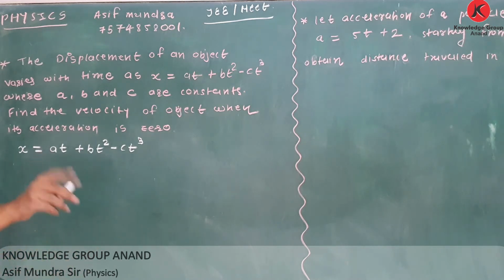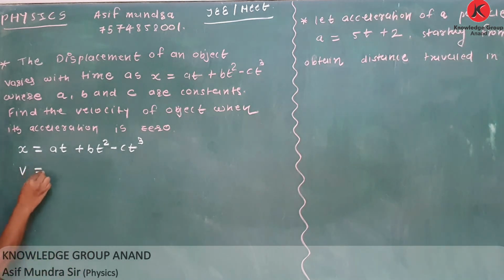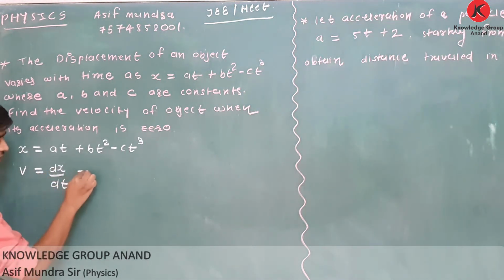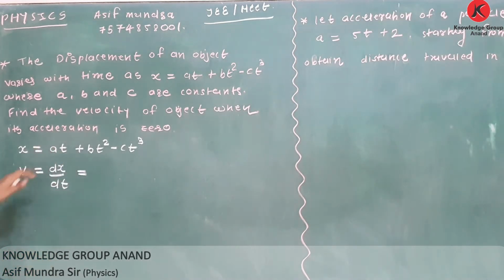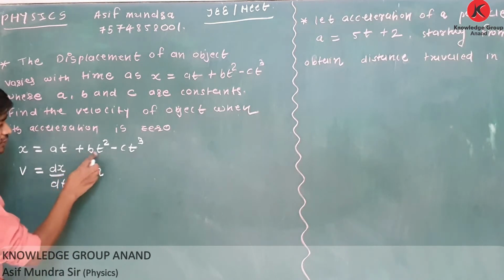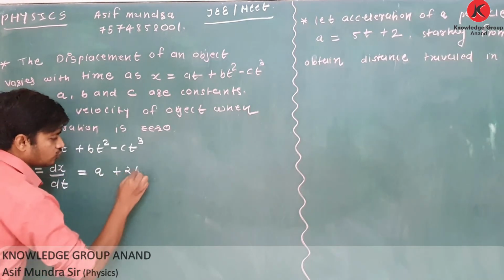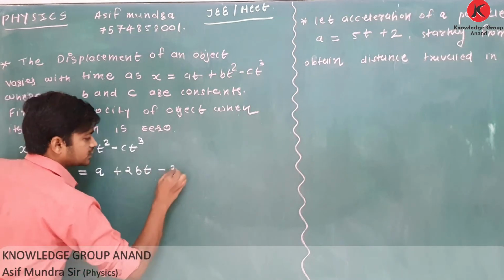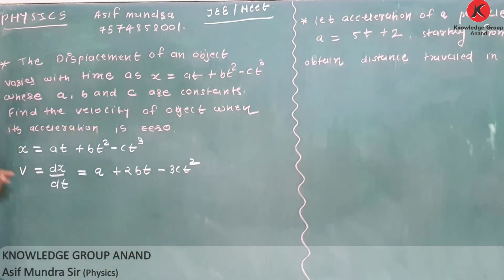How to find velocity? See, if we differentiate x with respect to time, that is v is equal to dx upon dt, we will get velocity. What is differentiation of at? It is only a. What is differentiation of bt square? It is 2bt. What is differentiation of ct cube? It is minus 3ct square. So it is equation of velocity.